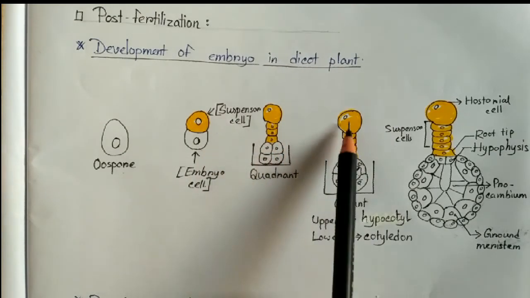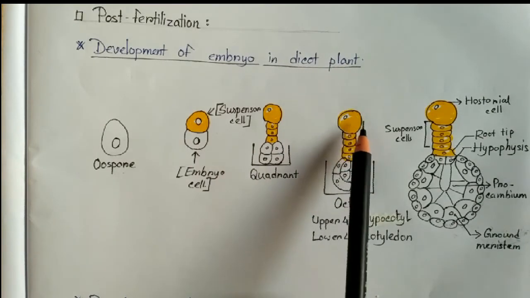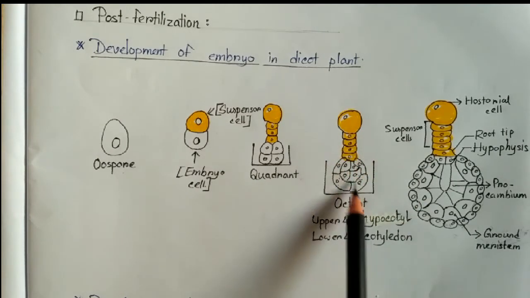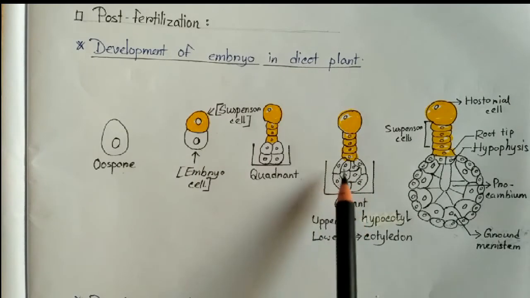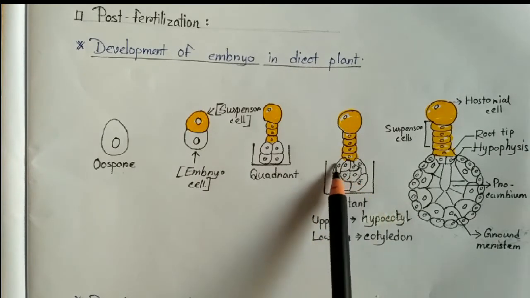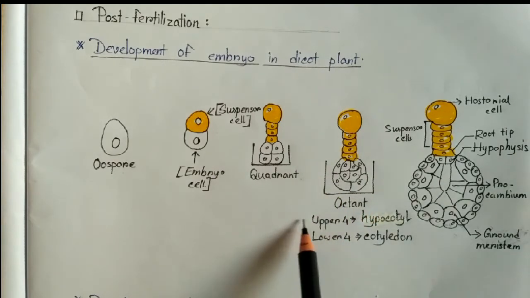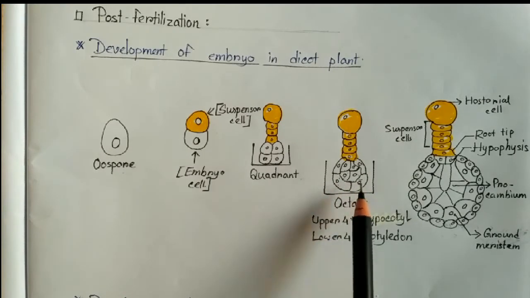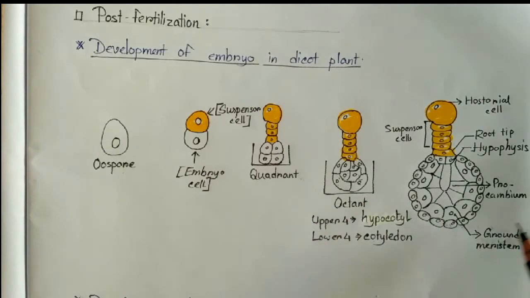horizontally. The upper part or bulb-like projection of the suspensor cell is known as the haustorial cell. This is further divided horizontally, and the quadrant cells divide into a total of 8 parts, so they are called octant. The upper 4 form the hypocotyl and the lower 4 form the cotyledon. These 2 form one cotyledon and these 2 form another cotyledon. 2 cotyledons are present, that's why they are called dicot plants.